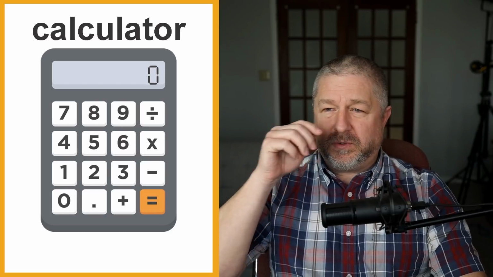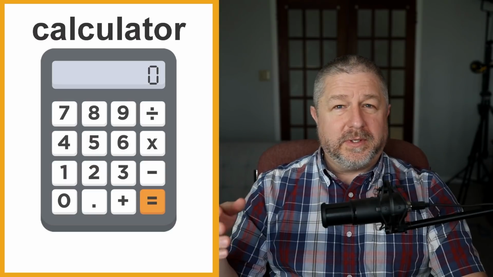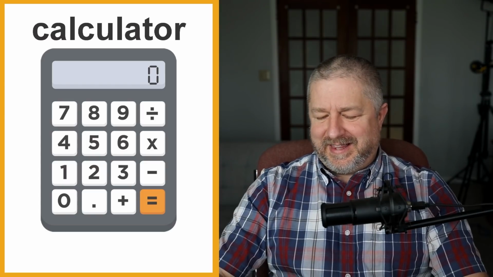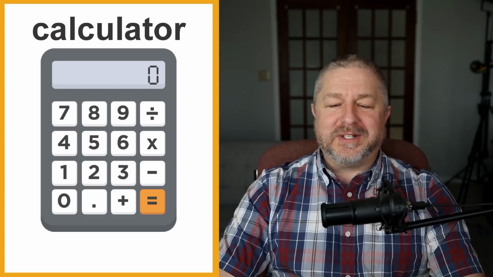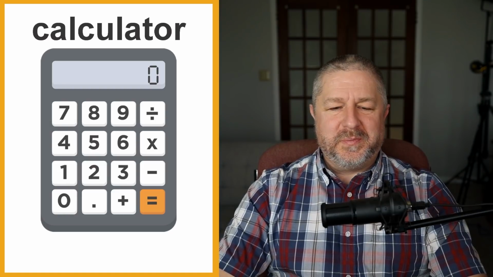Like you should be able to do 12 times 1 is 12, 12 times 2 is 24, 12 times 3 is 36, 12 times 4 is 48. I got to stop now. I think the next answer is 60 though. But anyways, a calculator is a handy device that will help you do math.